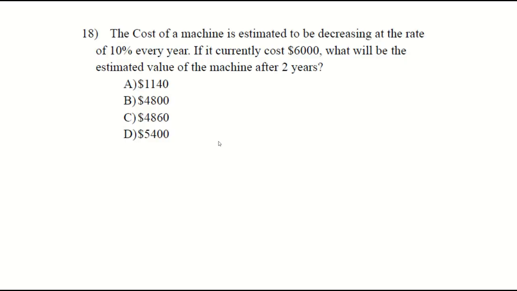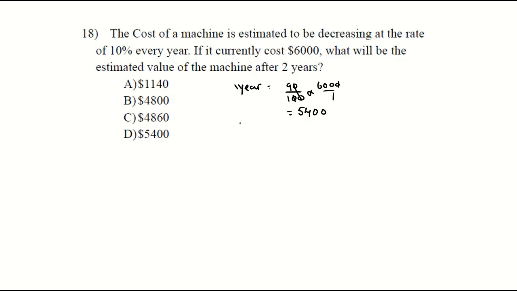The cost of a machine is estimated to be decreasing at a rate of 10% every year. So for every year, it decreases by 10%. If it's currently 6,000, what will be the estimated value of the machine after 2 years? So first off, we need to find out how much it decreased by. So after 1 year, it would be 90%, right? 90 over 100 multiplied by 6,000 over 1. This would be 9 sixes are 54, and you add your 2 zeros.